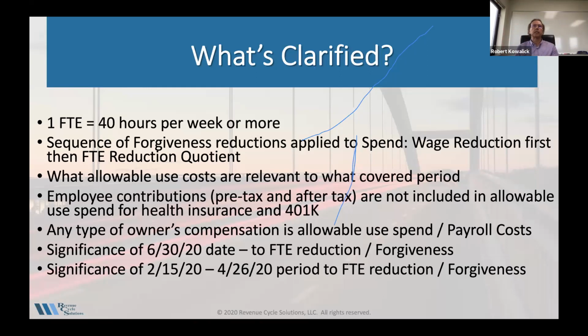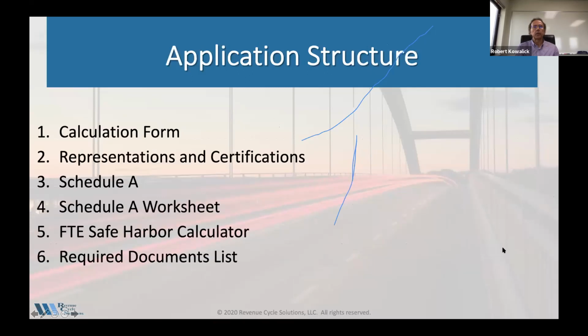so that you can show, all right, this is how I compensated myself. If you're a W-2, then it's in your payroll records, but you can do it however you do it. You don't have to change how you do it. You just have to have a record of how you did it. I'll talk a little bit about documents at the end, but you are going to want to have all of these kinds of records available. There's 6 parts to this application.